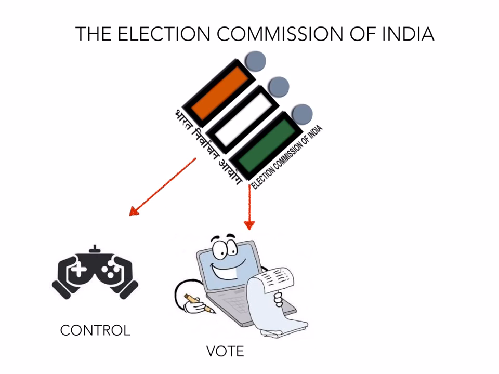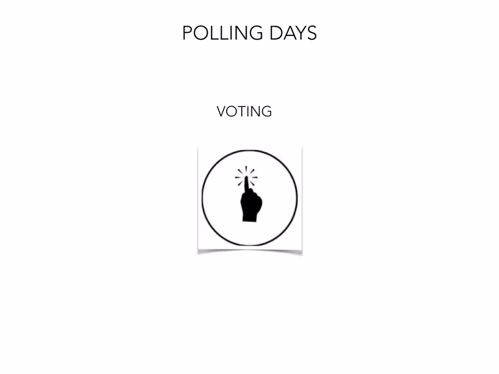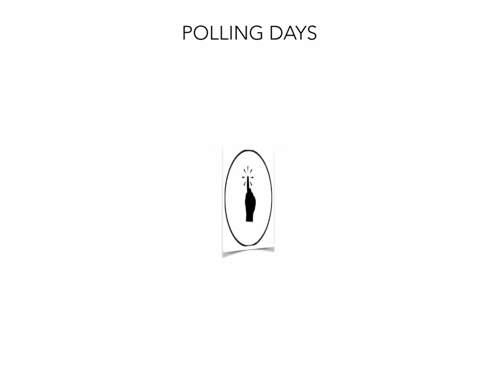The Commission is also responsible for preparing, revising, updating, and maintaining the voters' list. It also delimits constituencies for election to the Parliament and the state legislatures, fixes the election program, and settles election disputes. Since India is a very large country with the second largest population in the world, polling cannot be conducted in one day. The elections are conducted in phases.